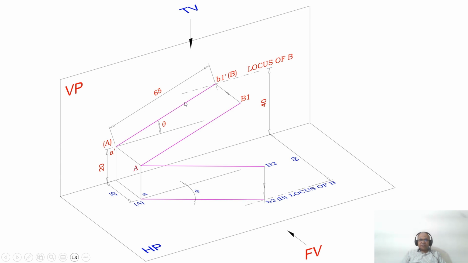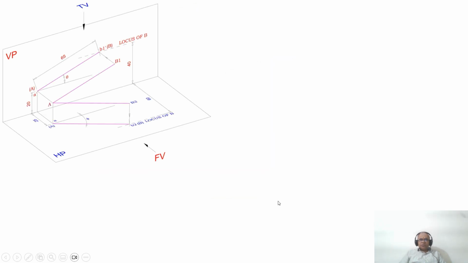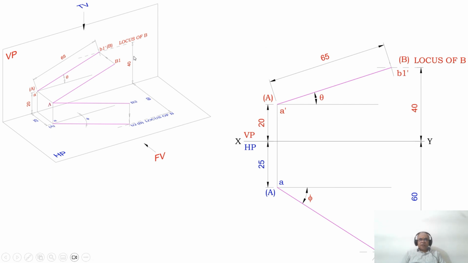True length in VP, because it is parallel to VP. You can see the parallel to VP in the front view. You can see that the image is going to fall on the vertical plane. Similarly, when you look from the front view, I can see it is parallel to HP. Since it is parallel to HP, I will get the true length in HP. You can see the true length only when you look from the top view. I can see that particular image, which is AB2. So this is how you will be able to analyze this.